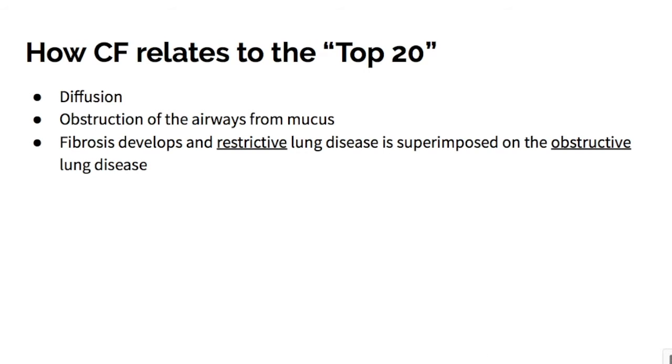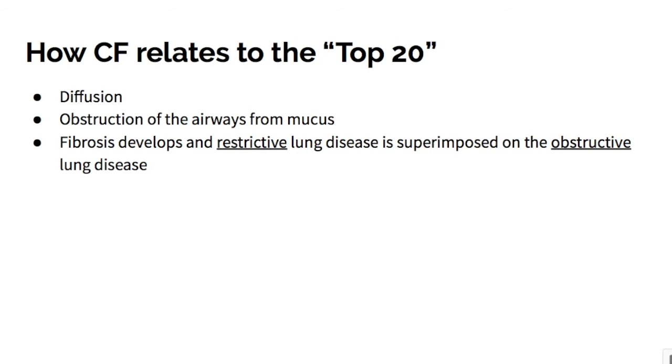And then CF relates to the top 20 in a few ways. First off, it's going to affect the diffusion capabilities of the lungs. That mucus buildup is going to block the diffusion of oxygen and carbon dioxide across the capillary beds in the lungs, especially the bottom of the lungs.